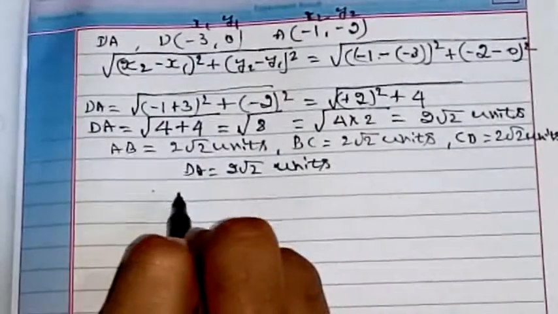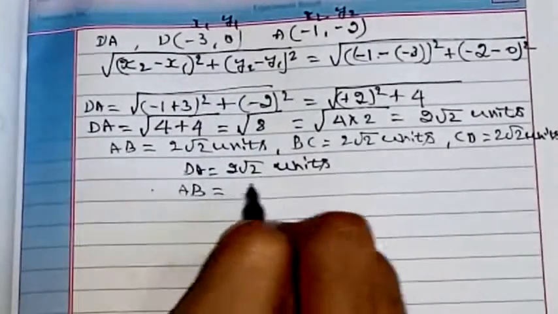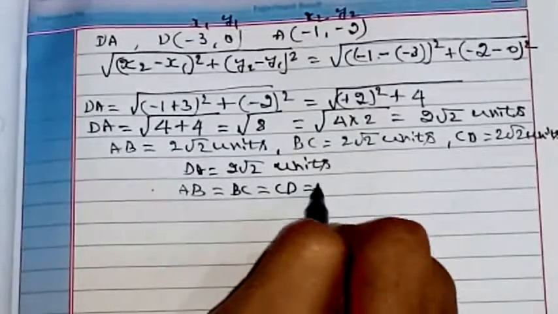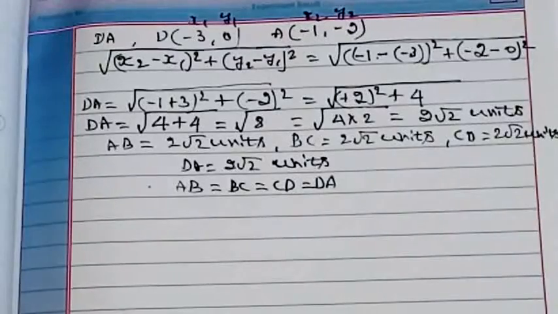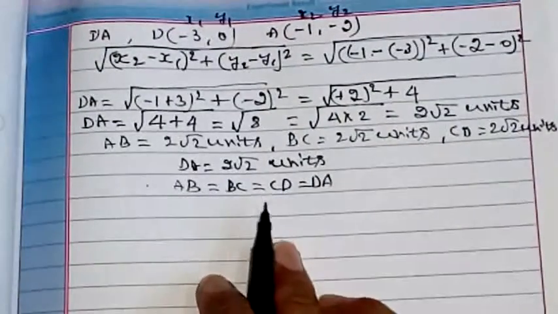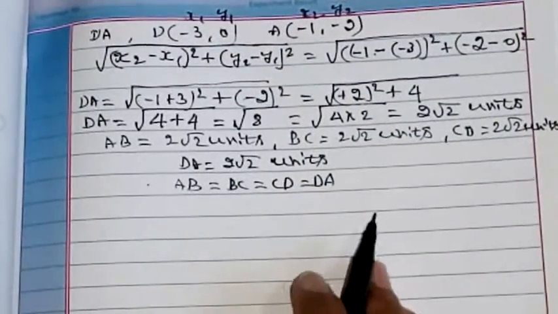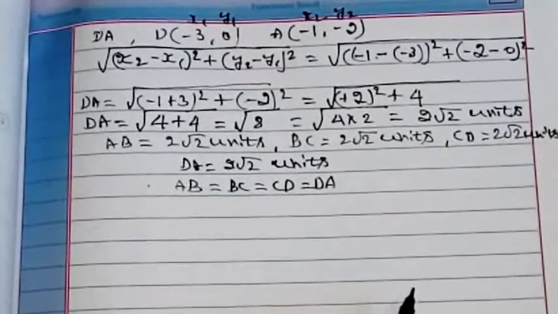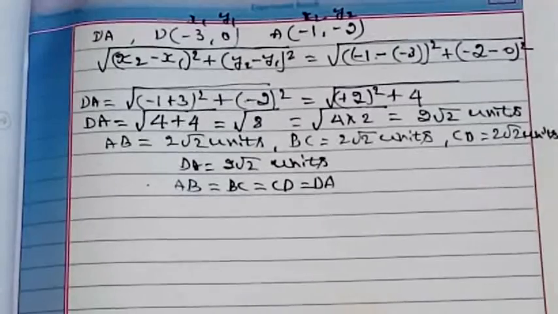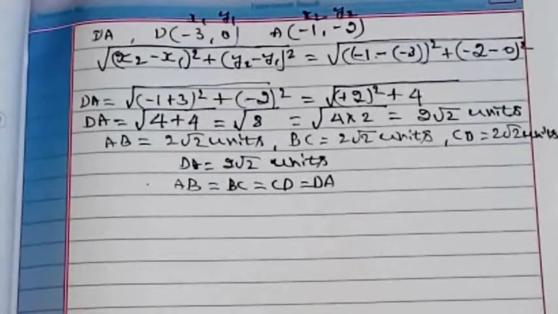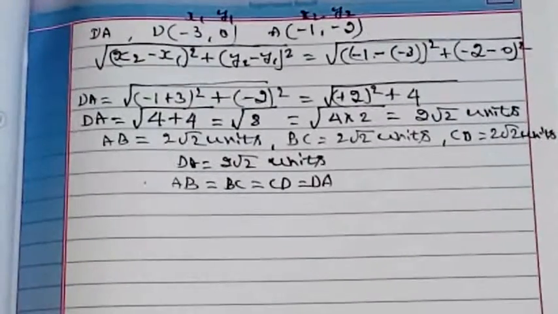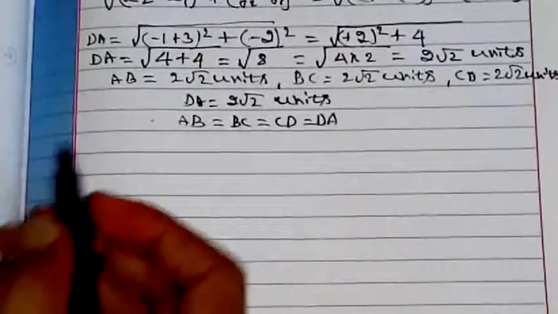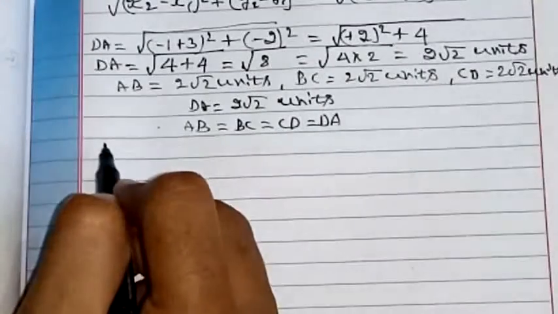So therefore I can write like this, right? AB is equal to BC is equal to CD is equal to DA. Right, children? So all the sides of the quadrilateral are equal, so it may be a square or it may be a rhombus. So how will you identify whether it is a square or a rhombus? By just identifying the distance of a diagonal side. Right? So let me find the distance between A to C first.